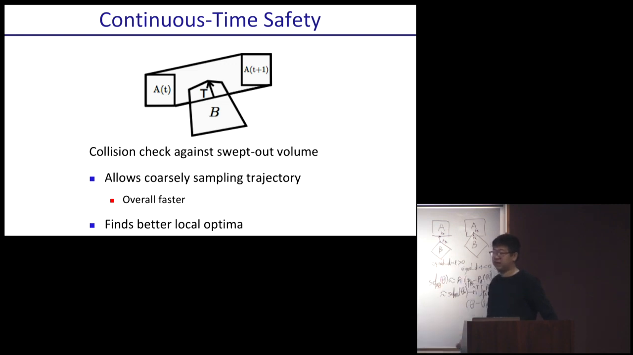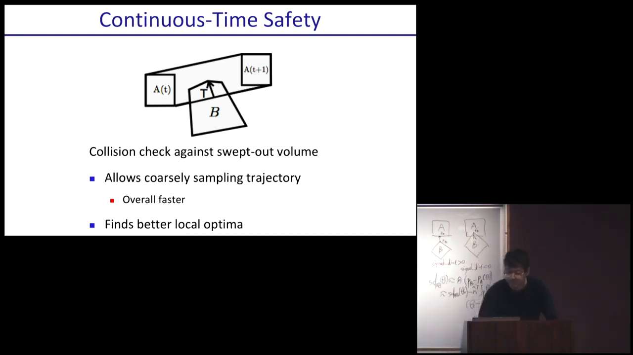So what you want to check is that the volume does not collide with B, instead of just single time step collision. But why do you say that it does not collide with B? Doesn't B clearly go into A if A were to move along that path? Yeah. So if everything is discretized, you only check AT and AT plus 1 exactly, but here we want to consider the time in between AT and AT plus 1.